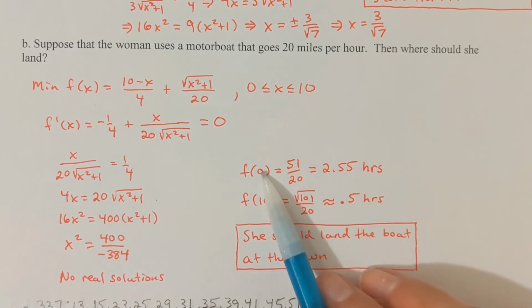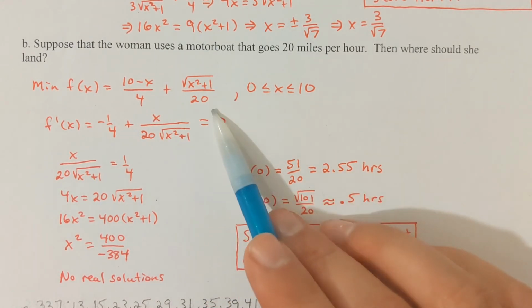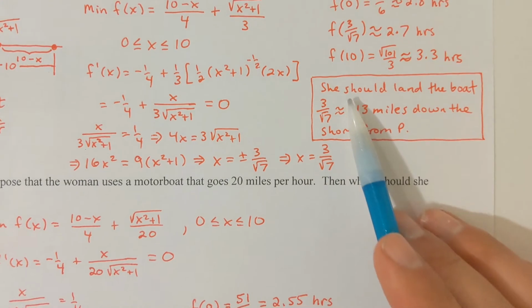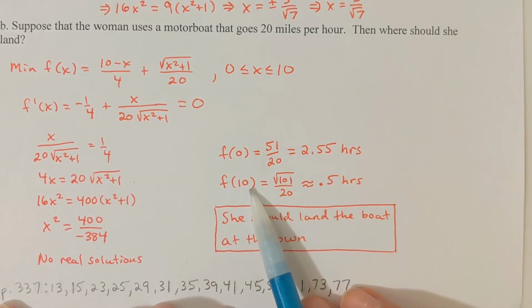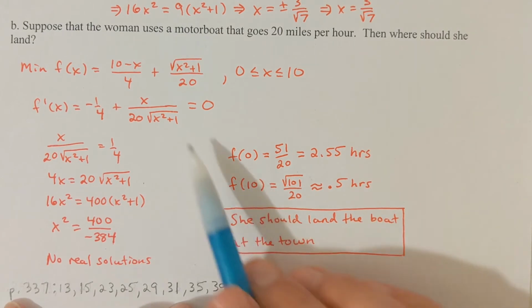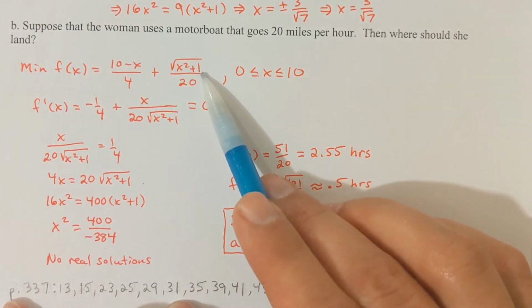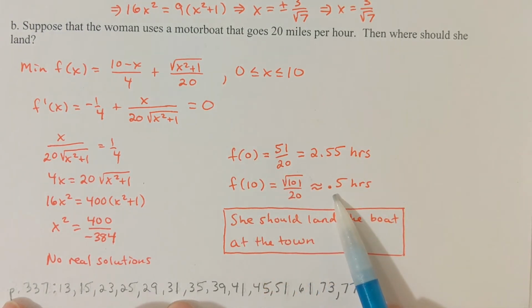Well, let me do that. So if x is 0, you're going to have 10 over 4 plus 1 over 20 is 51 over 20, or that would be 2.55 hours. That's an exact, by the way, so I didn't need any approximation sign there. And how about if x is 10? Well, this term is going to go to 0. And this term here, you're going to have the square root of 101 over 20, which would be roughly 0.5 if you go nearest one digit.